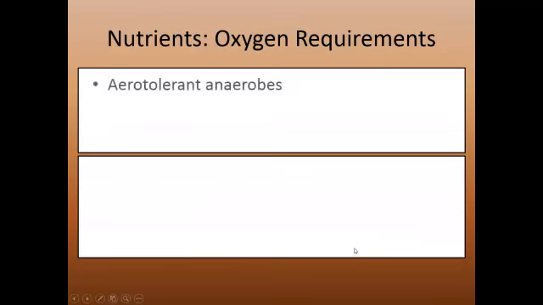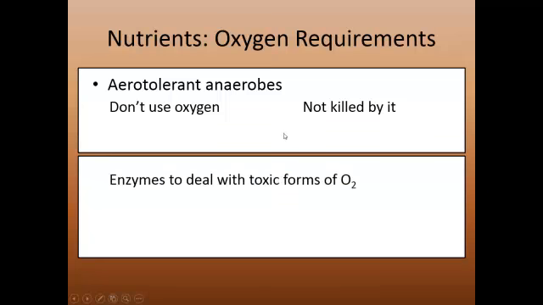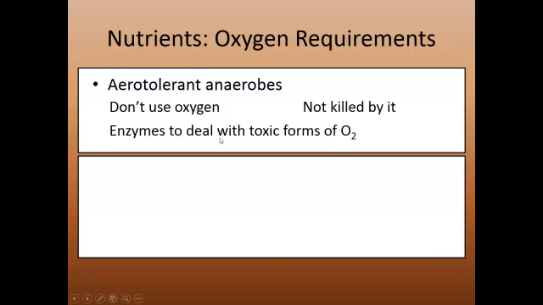The next category are aerotolerant anaerobes. These are organisms that don't use oxygen. They do not have an electron transport chain, but they are not killed by it. Well, how do they manage that? Well, they have enzymes that deal with the toxic forms of oxygen even though they don't have an electron transport chain. So if you're going to be an anaerobe, being an aerotolerant anaerobe is the best of both worlds.